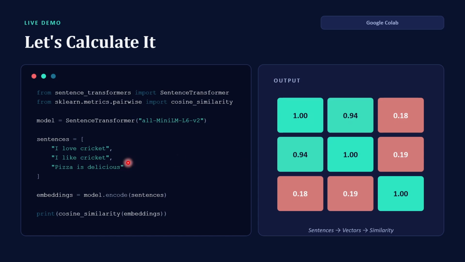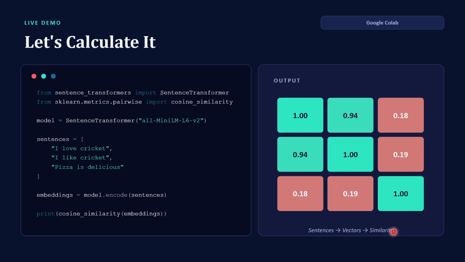The first row represents "I love cricket" in relationship with the other three. Because "I love cricket" and "I love cricket", if I pass to the cosine similarity, will produce 1 because they are 100% similar. If I give "I love cricket" and "I like cricket", they are most similar, 0.94 it produces. "I love cricket" and "pizza is delicious", comparing one versus three, produces a very low score, meaning they are not similar. We have given it to the model and it produces something like this. Sentences convert to vectors and vectors into similarity.